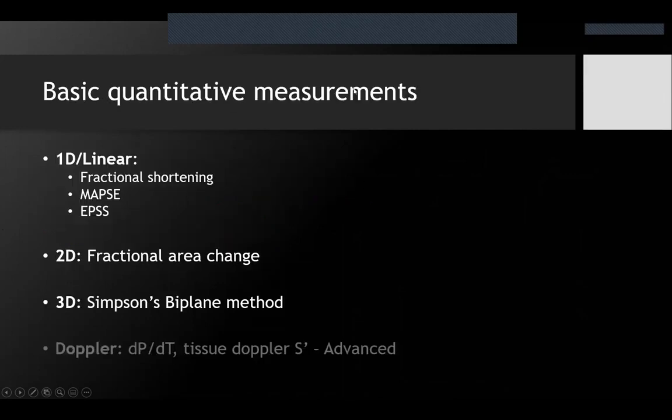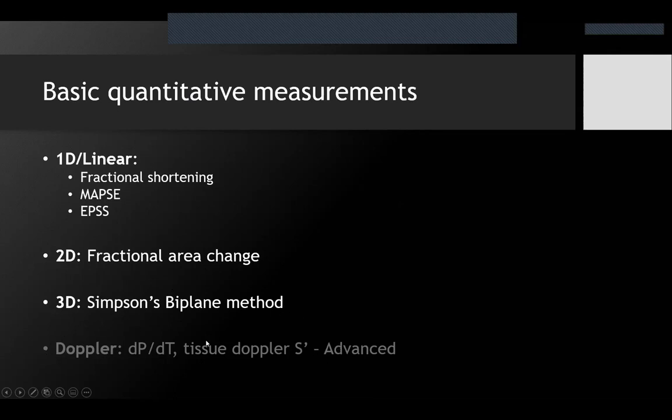Your basic quantitative measurements for how the heart is moving have about three categories. You could take one-dimensional measurements, linear measurements, which we're going to emphasize today because they're the simplest to do. 2D measurements, where you're looking at fractional area change. I'll go into that. 3D, which we're not going to do, but this is the official gold standard method for assessing ejection fraction, which I'll just share a brief slide on, but obviously is a little bit beyond the scope of what we might do.